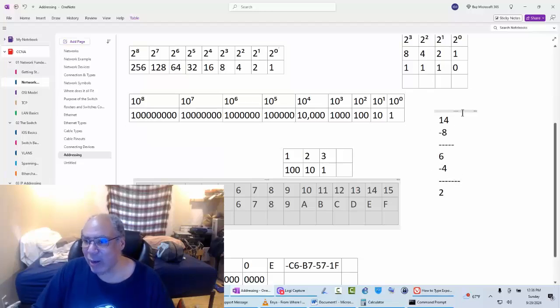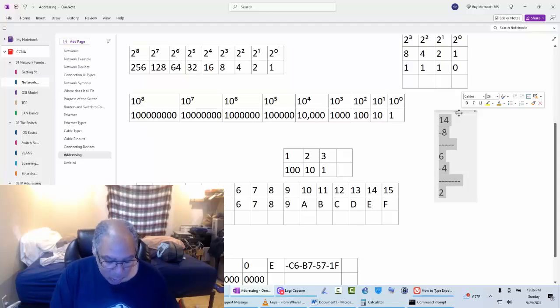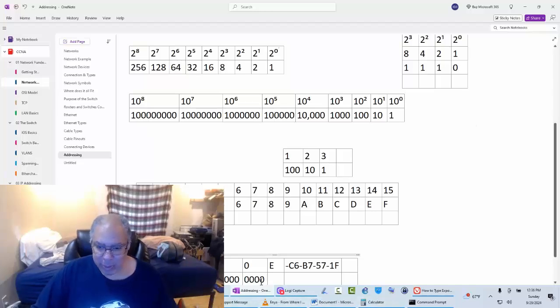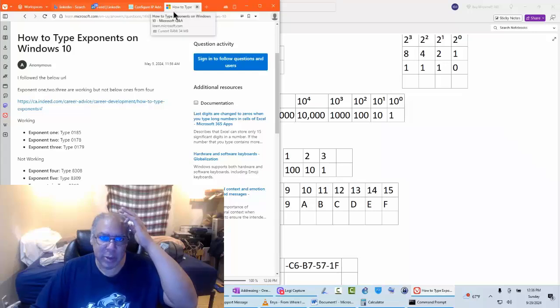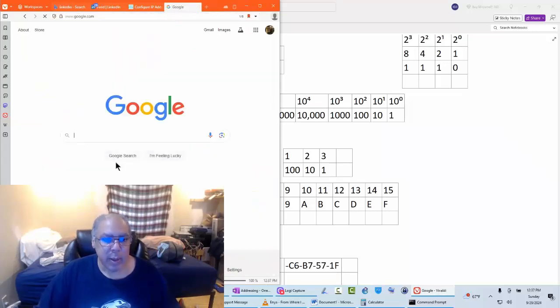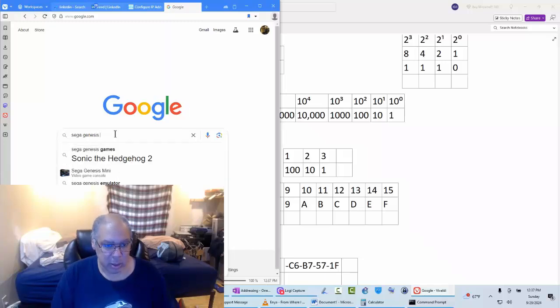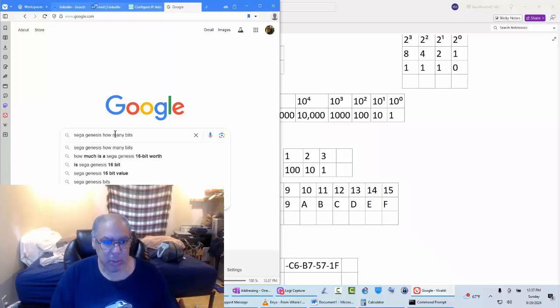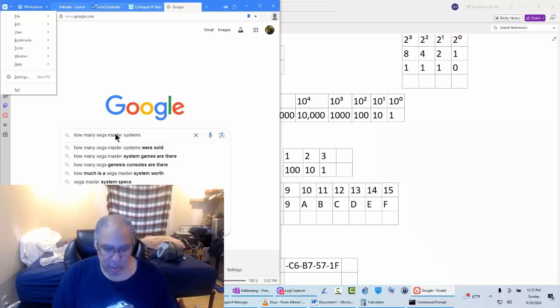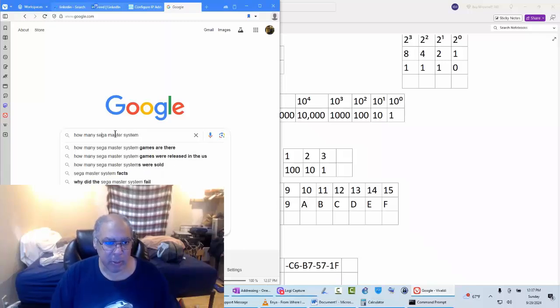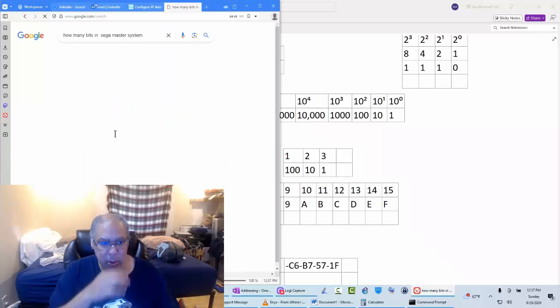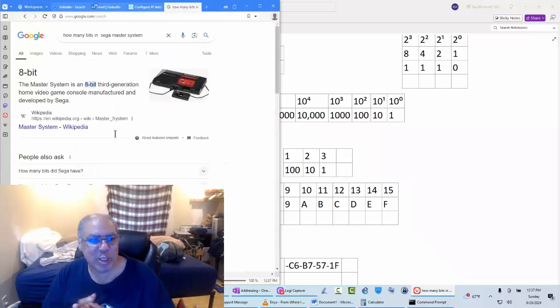remember back in the day, okay, when we had, actually, let's go look it up. Let's look it up. Okay, let's go to Google. All right, and okay, how about Sega? What is it called? Oh, menu popped up. Eight bits, third generation home system.